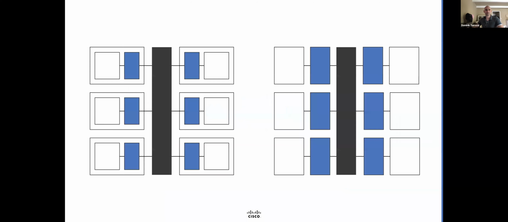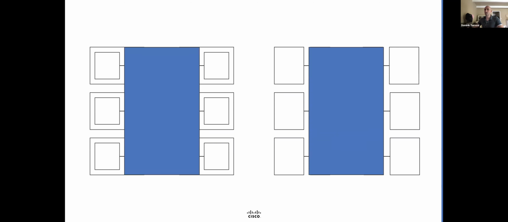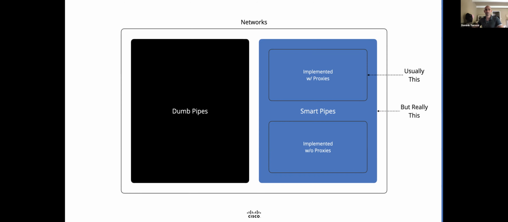So to summarize, whether implemented via a library or via a proxy, a service mesh is a collection of smart pipes, a network with configurable or programmable service semantics, a network that knows about services. So again, we got networks, and networks are split into dumb pipes and smart pipes. And smart pipes may be implemented with proxies or without proxies. Usually we think of service meshes as smart pipes implemented via proxies. But really, service meshes are just smart pipes in general. They are configurable and programmable networks.